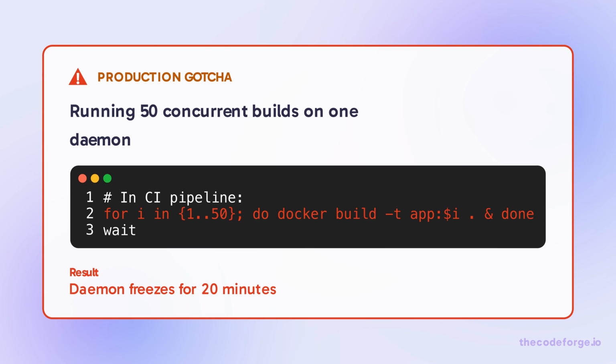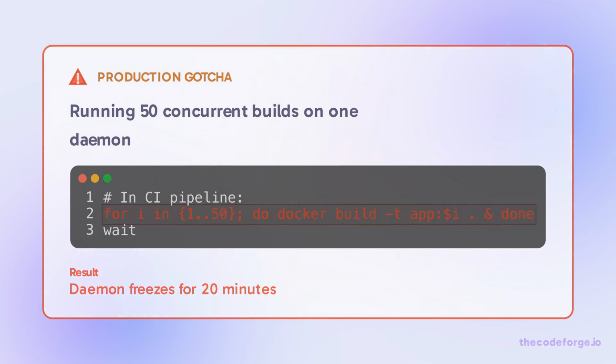Running 50 concurrent builds on a single Docker daemon is the exact mistake from our hook. Each build consumes daemon resources linearly: file descriptors, memory, and lock contention on overlay2. The daemon's single-threaded event loop cannot handle this load, causing a complete freeze.